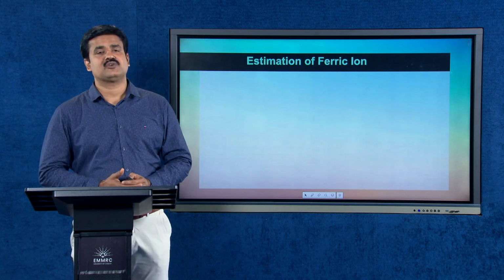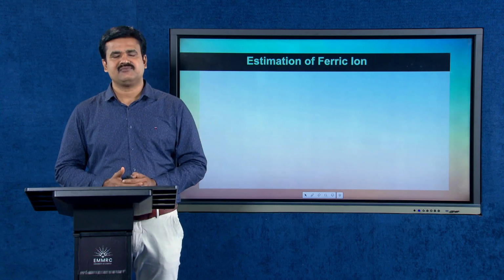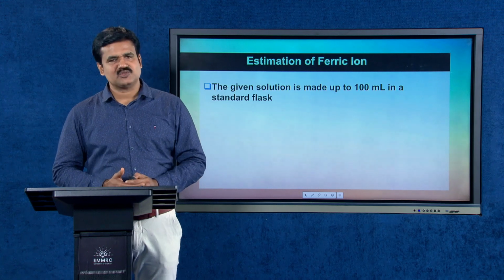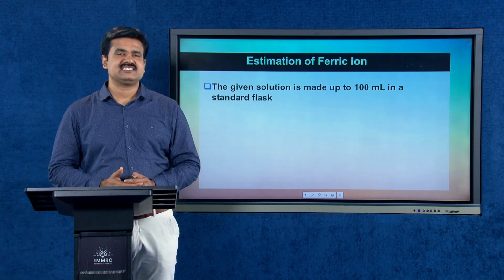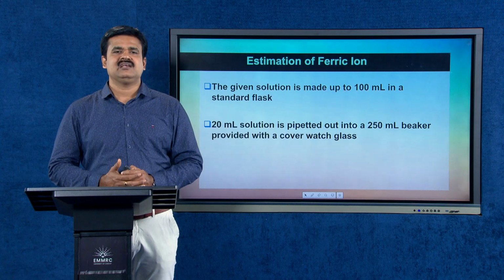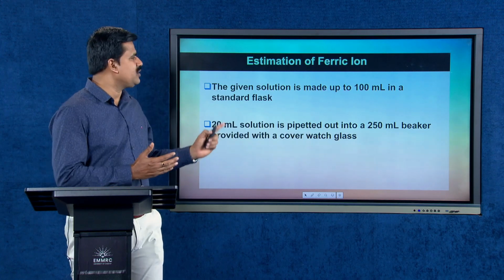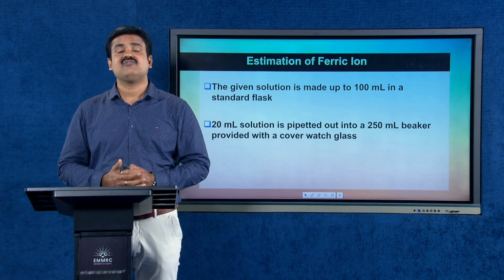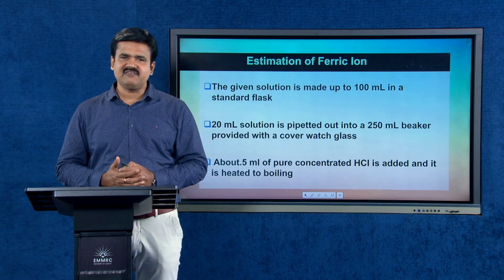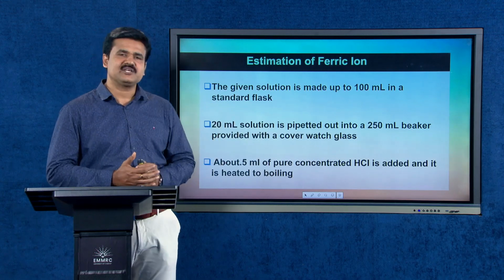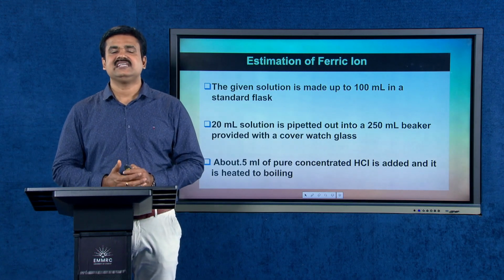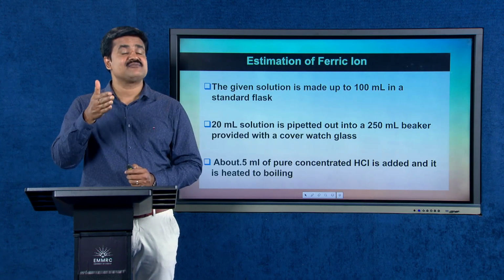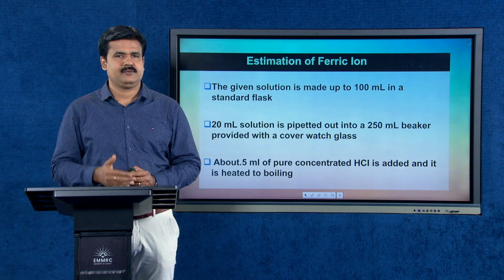Now, last part of the experiment, that is estimation of ferric ion, we are now discussing the procedure. The given ferric ion solution is made up to 100 ml in a standard flask. 20 ml of this solution is pipetted out into a 250 ml beaker and provided with a cover watch glass. About 5 ml of pure concentrated hydrochloric acid is added and it is heated to boiling. Remember, by adopting this procedure, we are just reducing ferric ion present in the solution to ferrous ion.